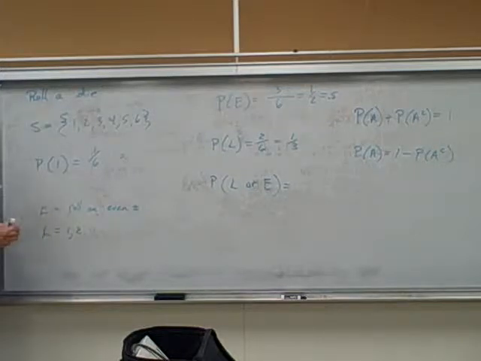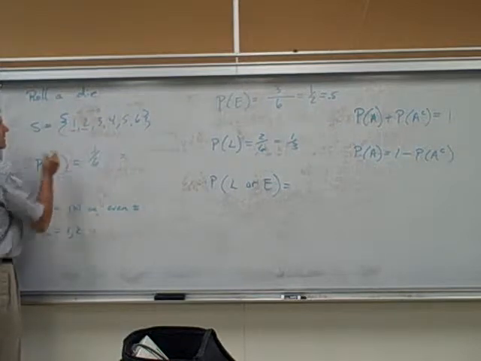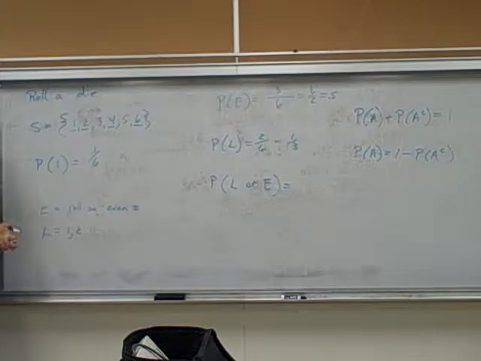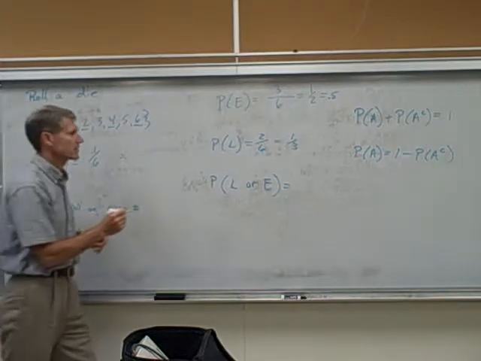How many numbers are there that are either even or little? Well, I'm going to underline. These are my little ones. These are my even ones that aren't already underlined. So I got 4. The answer to this is 4 out of 6.